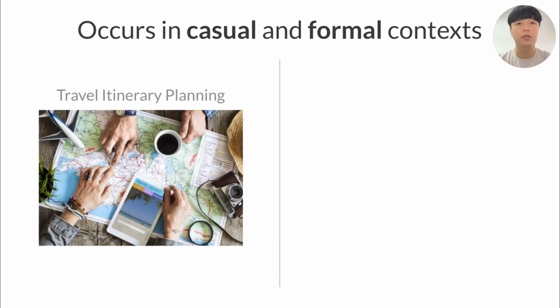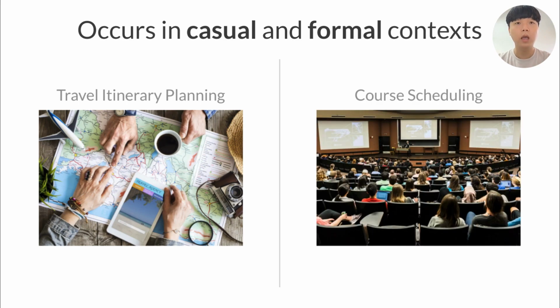A casual context, for example, is a group of friends planning a trip to Portland and deciding which attractions and restaurants they want to visit and the order in which to visit them. An example of a more formal context can be a group of instructors deciding on the topics to cover for their course and in what order each topic should be taught.